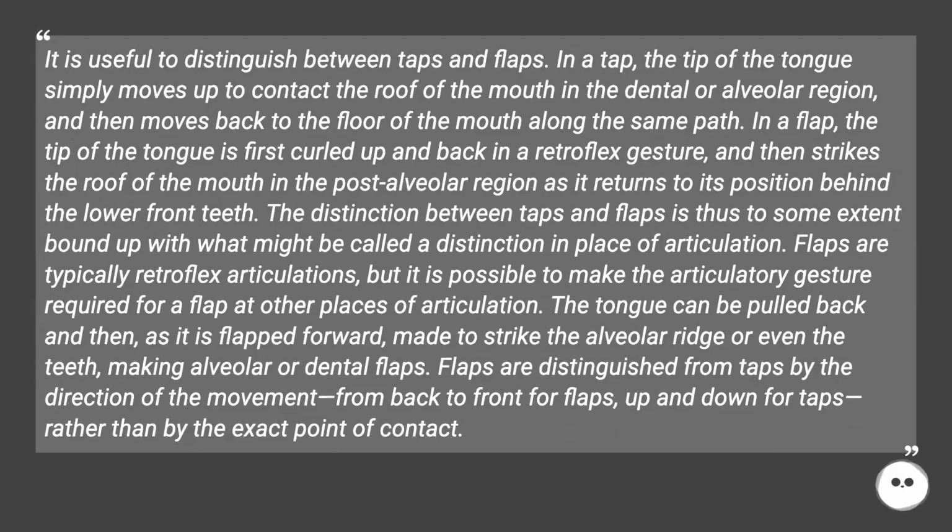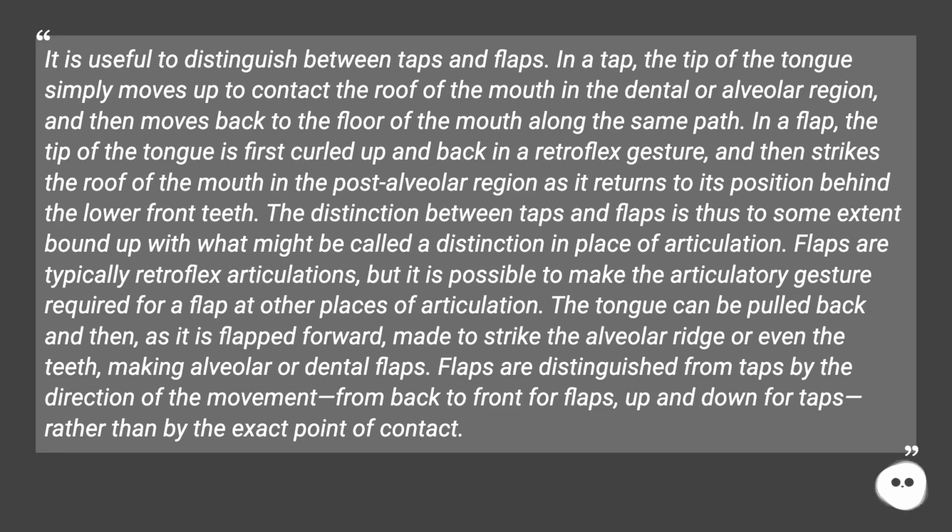It is useful to distinguish between taps and flaps. In a tap, the tip of the tongue simply moves up to contact the roof of the mouth in the dental or alveolar region, and then moves back to the floor of the mouth along the same path. In a flap, the tip of the tongue is first curled up and back in a retroflex gesture, and then strikes the roof of the mouth in the post-alveolar region as it returns to its position behind the lower front teeth. The distinction between taps and flaps is thus to some extent bound up with what might be called a distinction in place of articulation.